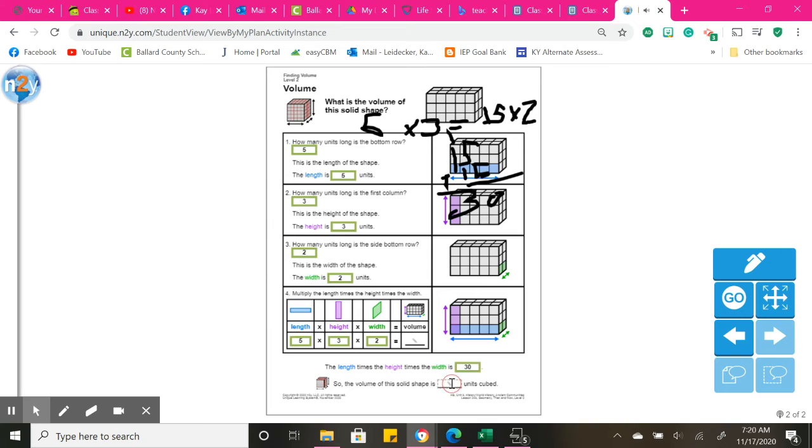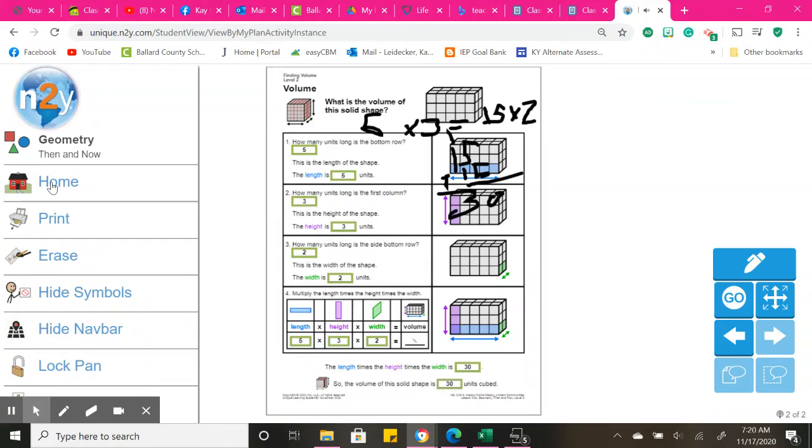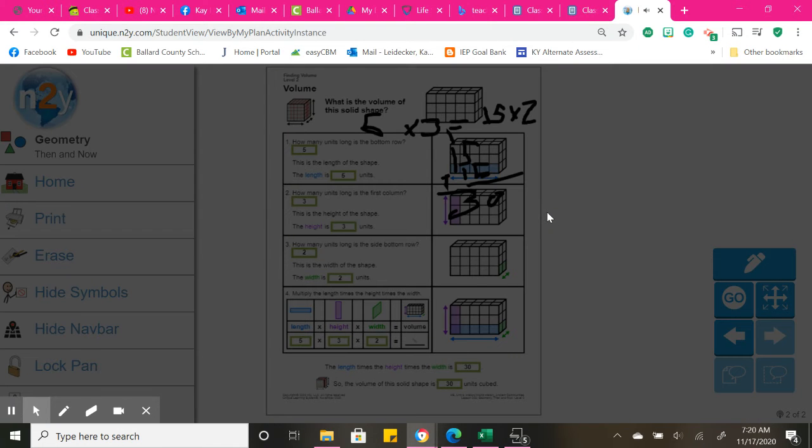So the volume of the solid shape is 30 units cubed. There's no data.